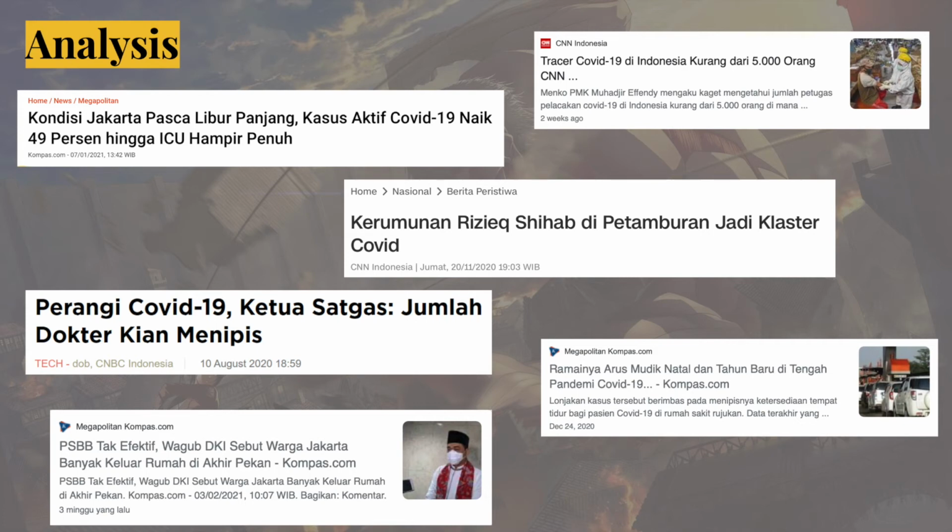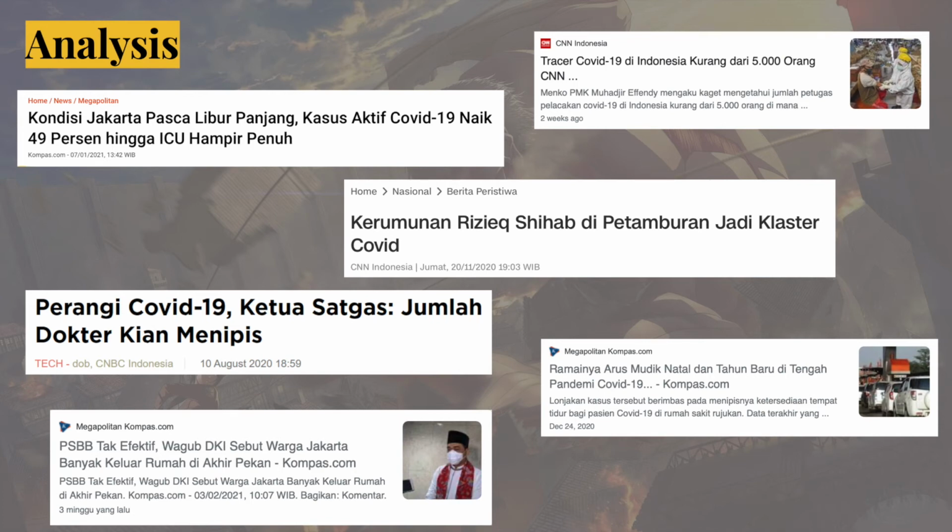For example, is the long break of Christmas and New Year, and we can see that there is an increase of people going back to their hometowns throughout this period. And also, there are specific incidents like the one in Petamburan in Jakarta in November, as you can see here from the news that we displayed on the slides. And this specific incident led to the emerging of newer COVID clusters in Jakarta.